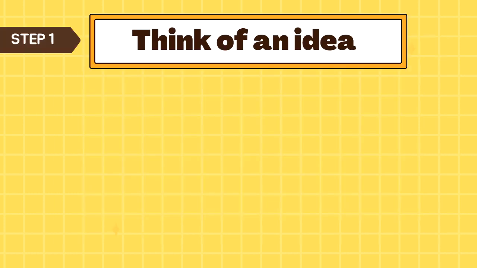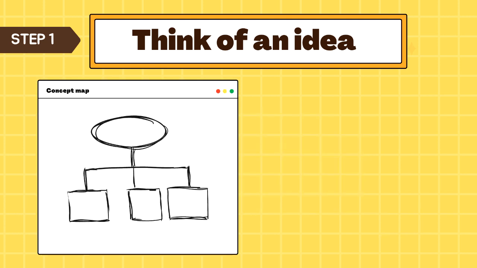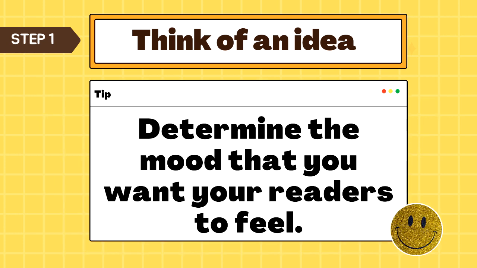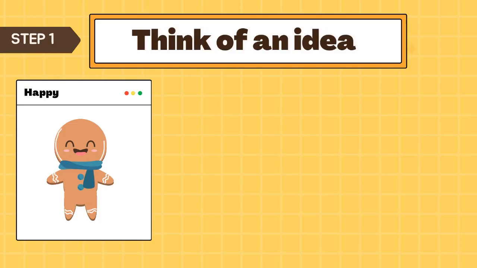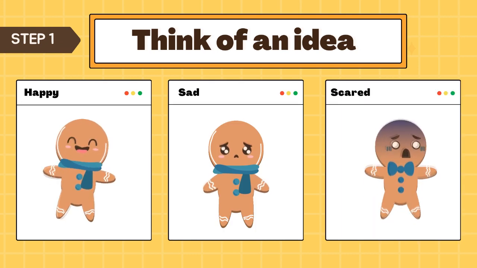Step 1. Think of an idea. What will your story be about? List some ideas on a piece of paper. You can make use of a concept map or a mind map to brainstorm ideas. My tip for generating a story idea is to determine the mood that you want your readers to feel. Do you want them to feel happy, sad, or scared?